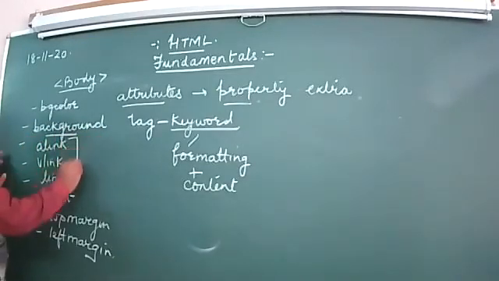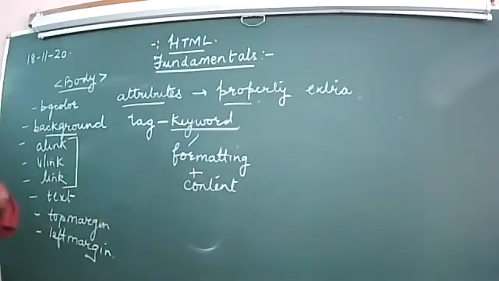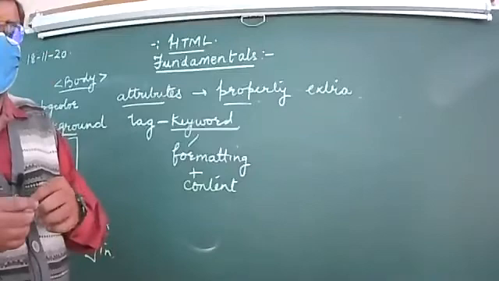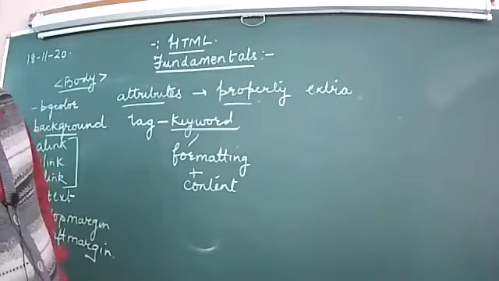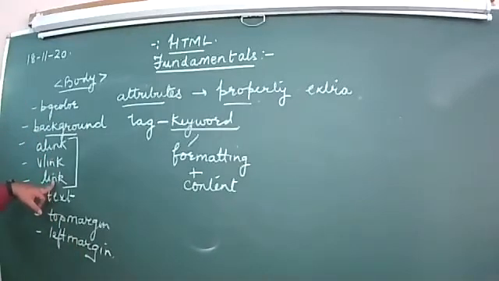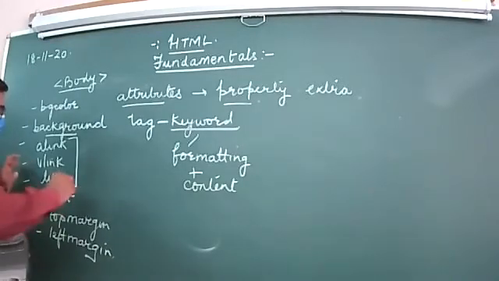Then come three attributes which are connected with hyperlinks. First is link, then V-link, then A-link, right? Now, link means the color of the hyperlink. And what is a hyperlink? A hyperlink is a highlighted word or text which you click and it takes you to another web page, right? So link specifies the color of the hyperlink used in the web page.